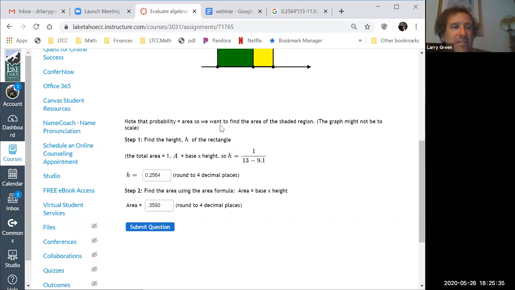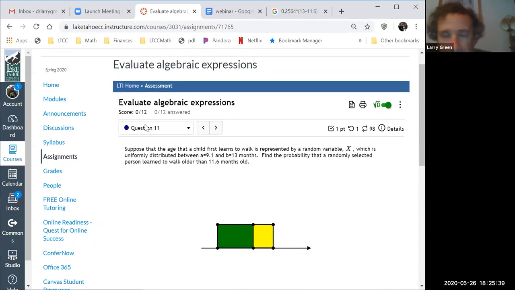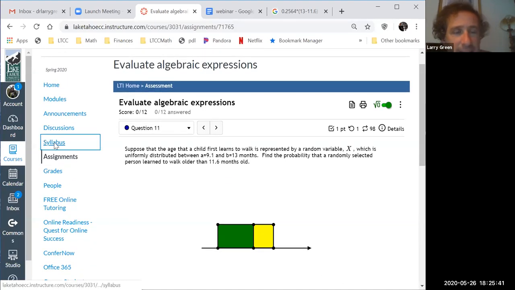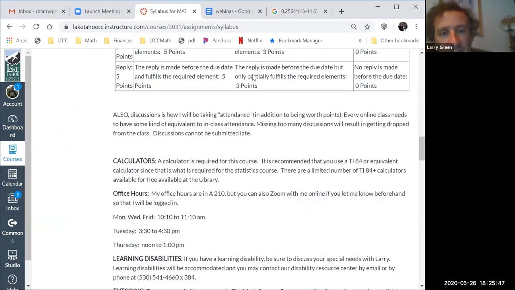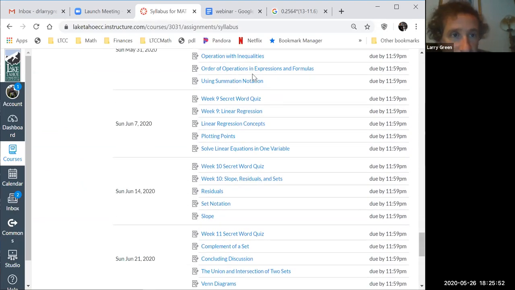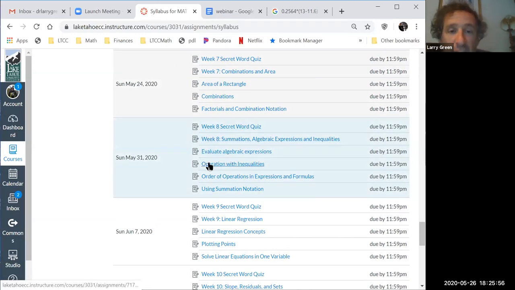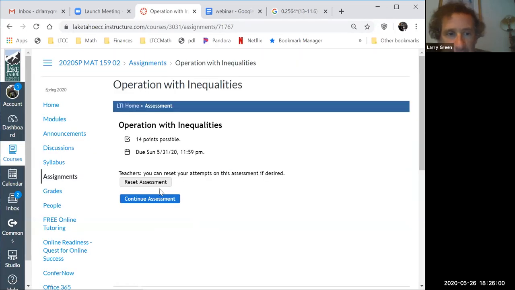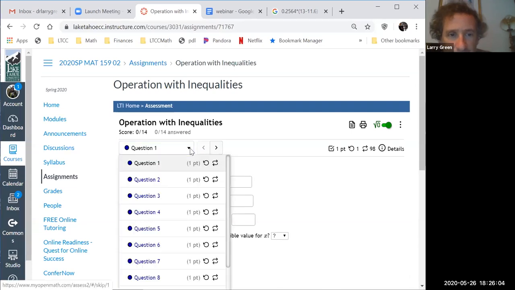Okay, let's go back to the next one, the next assignment. Again, this is a week with a bunch of assignments, so there we go. So let's look at operations with inequalities. And let me see what we got here.